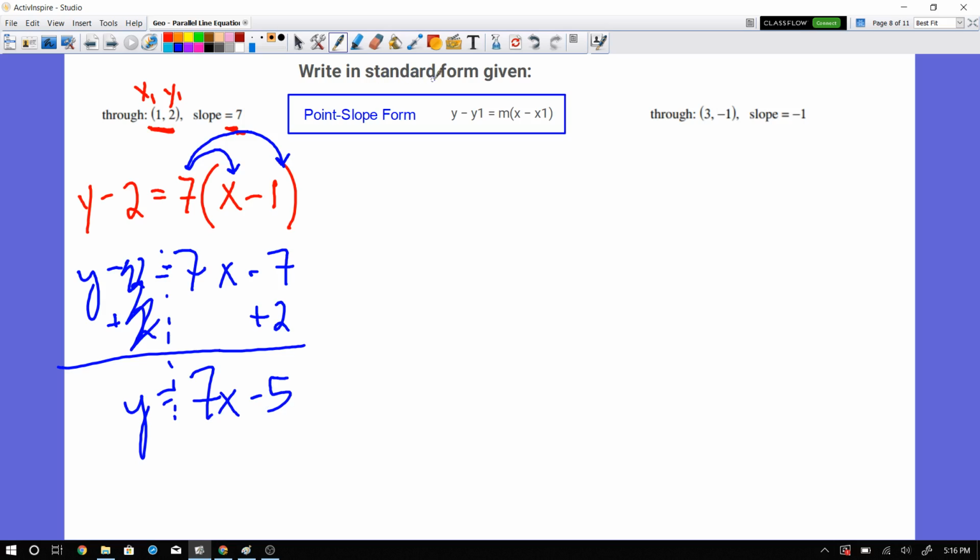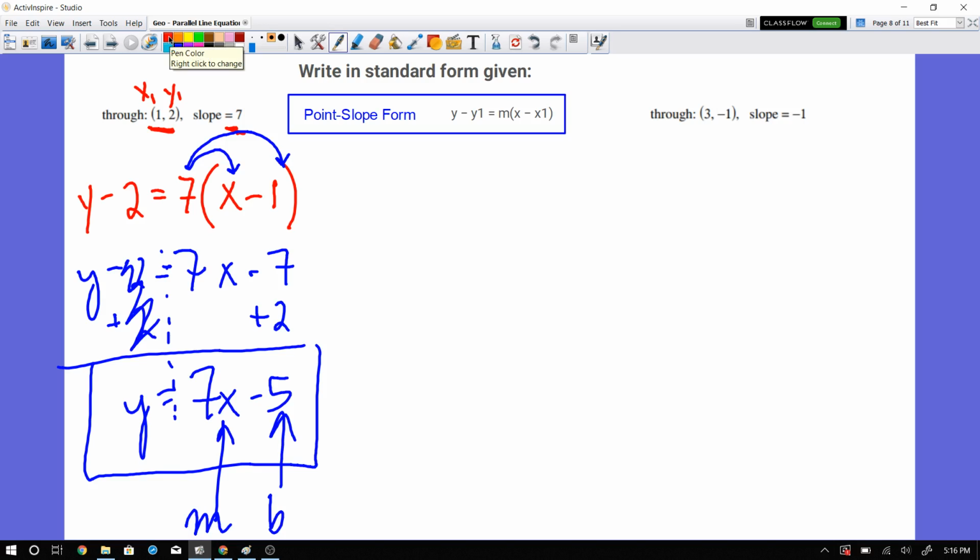Write in standard form given it crosses through a point and you have the slope. This is standard form, which is your slope intercept. Standard form and slope intercept form are interchangeable. They're the same thing. Let's go ahead and do that again. So x1, y1. So y minus negative 1 equals negative 1 times x minus 3.